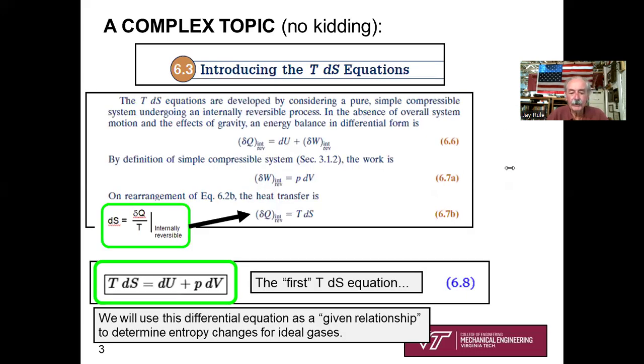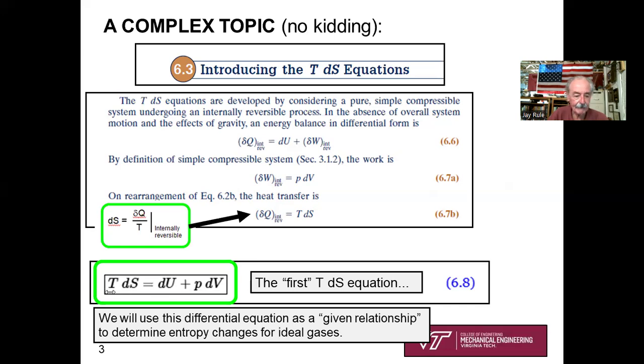So in section 6.3, the textbook introduces these TdS equations, and it starts its derivation with this familiar-looking expression for incremental change in entropy, capital S. It's delta Q over T, as long as you undergo a reversible process. Now, we're going to get some neat results about this, but I'm going to skip right to the bottom line. So rather than going through this derivation, let's say a mathematical and engineering miracle occurs, and we end up with equation 6.8, which is called the first TdS equation.